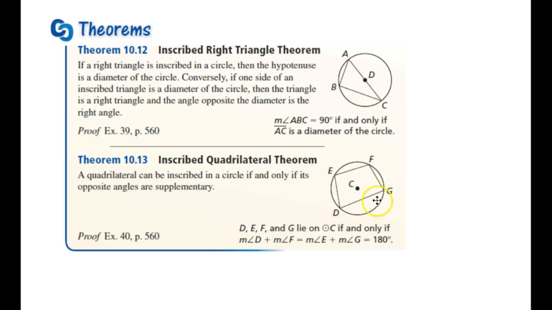Okay, so our second theorem here on this page is the inscribed quadrilateral theorem. So a quadrilateral can be inscribed in a circle, right, where all of the vertices are on my circle, if and only if its opposite angles are supplementary. And remember that supplementary means 180 degrees. So I know that the opposite angles, right, so here in this case would be F and D. If I add them, they get 180. And if I add E and G and get 180, then I know that my quadrilateral is inscribed.